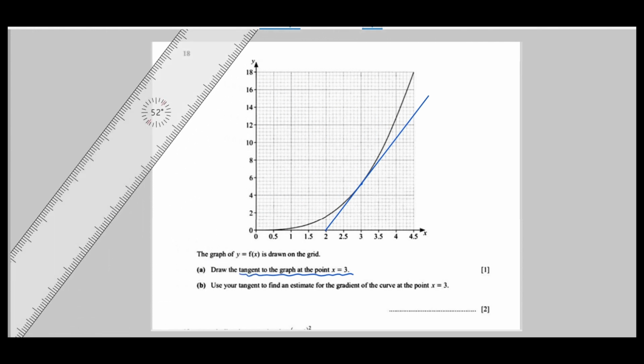Right. So x is equal to 3. The tangent will be like this. And next, use the tangent to find the estimate of the gradient. So gradient will be equal to vertical over horizontal. Vertically it is 10.2 over, this is 4, this is horizontal, this 4 minus 2, 2, which is equal to 5.1. So this is 5.1.